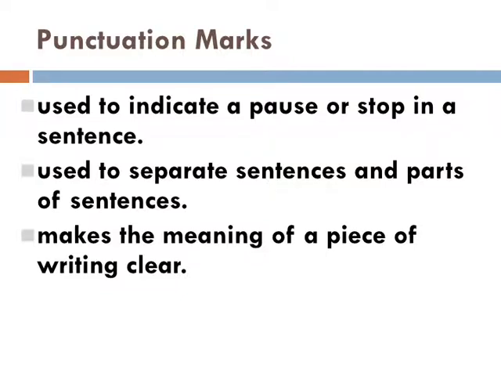Punctuation mark makes the meaning of a piece of writing clear. Okay, to make writing clear, what will we use? Punctuation mark. Okay, so these are the three uses of punctuation marks: to indicate a pause or stop in a sentence, to separate sentences and parts of sentences, and to make the meaning of a piece of writing clear.